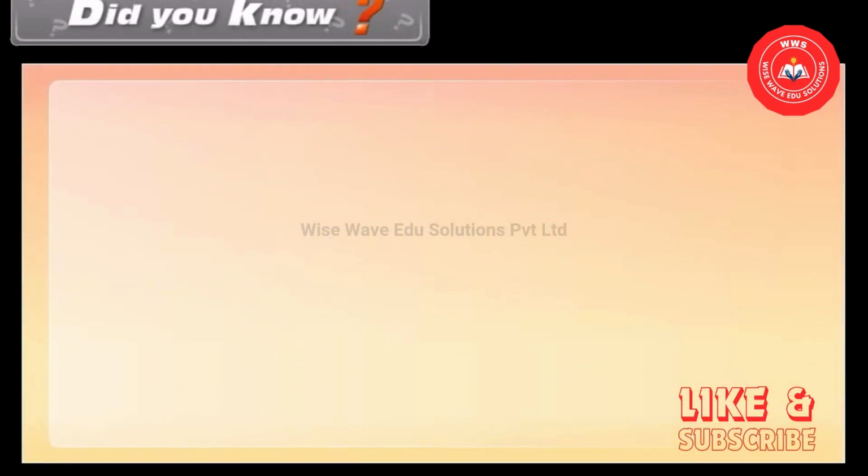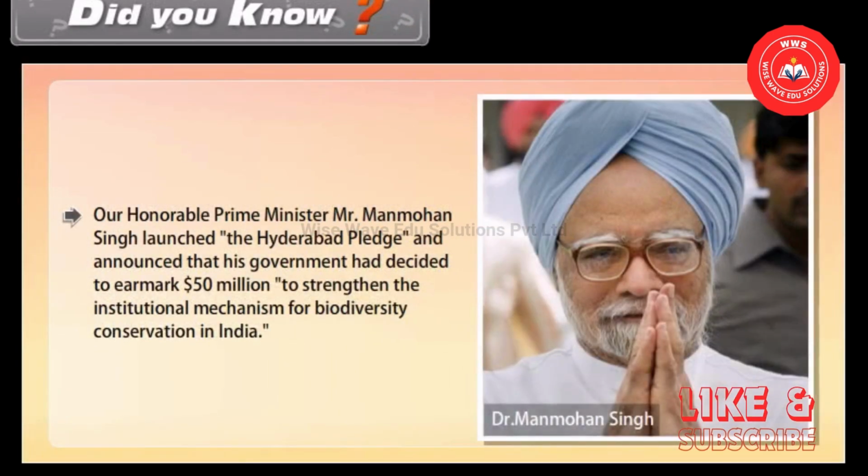Did you know? Our Prime Minister Mr. Manmohan Singh launched the Hyderabad Pledge and announced that his government had decided to earmark $50 million to strengthen the institutional mechanism for biodiversity conservation in India.